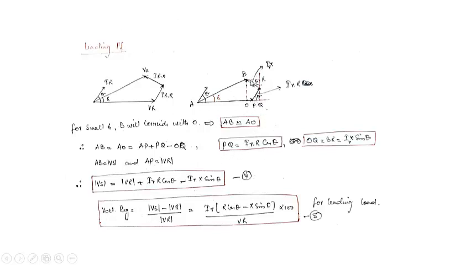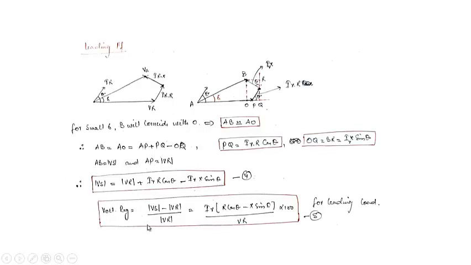PQ will be this, and this OQ will be equal to BR. It will be the sine component of this voltage phasor, that is IR into X. So this OQ, equal to BR, will be equal to IX sine of theta. So this VS or this V1 will be equal to V2 plus IR cos of theta minus IX sine of theta.